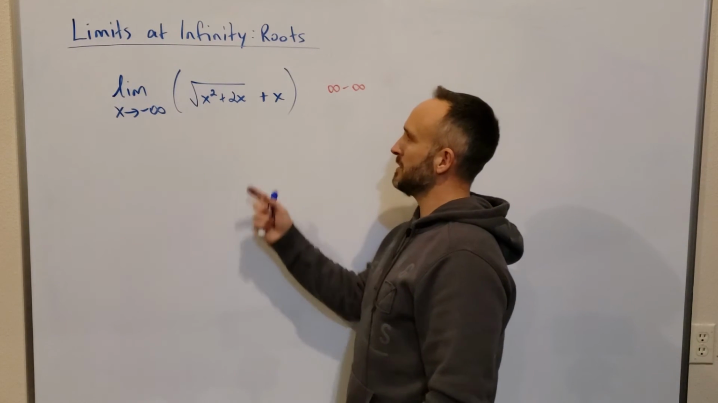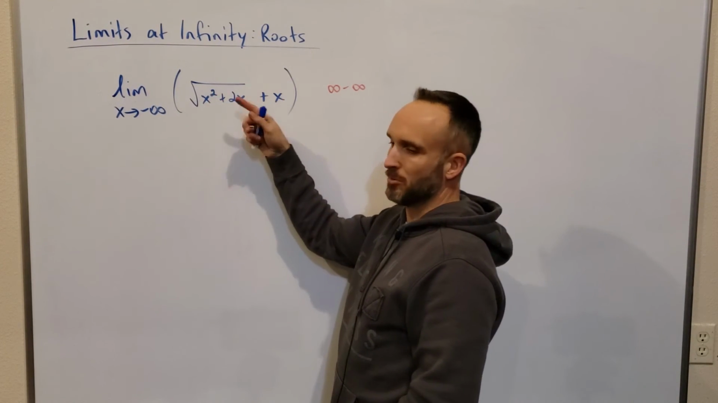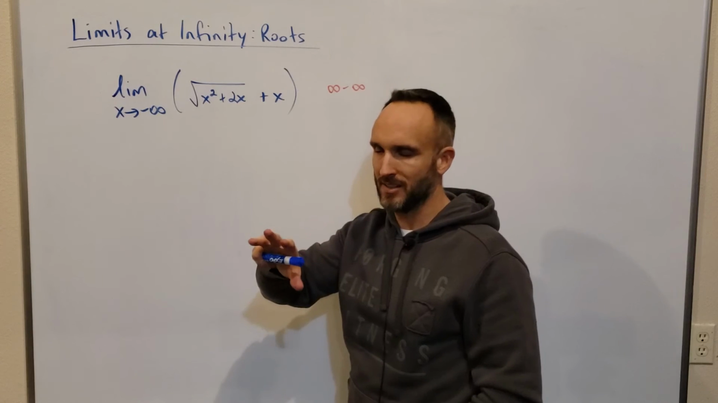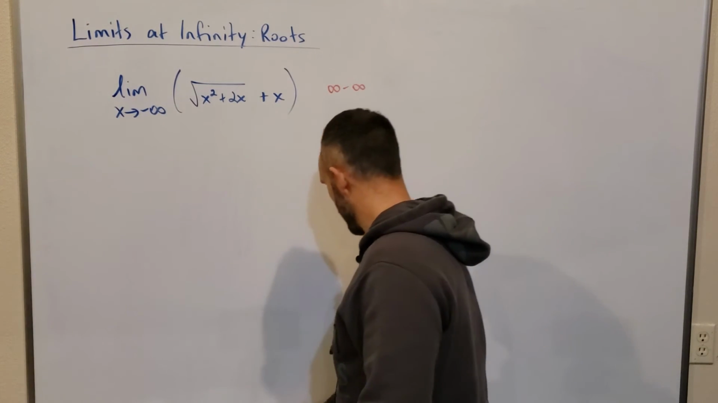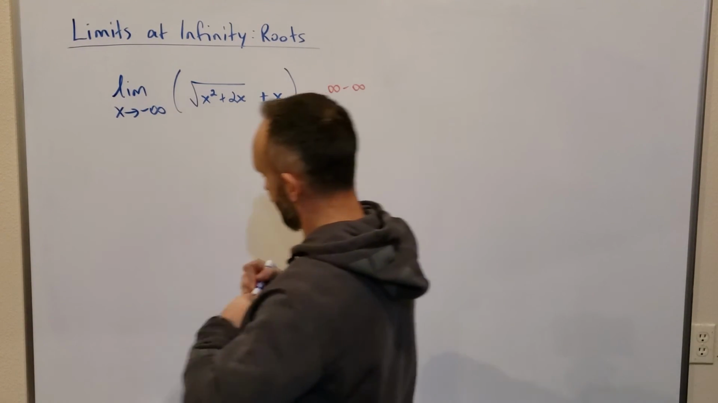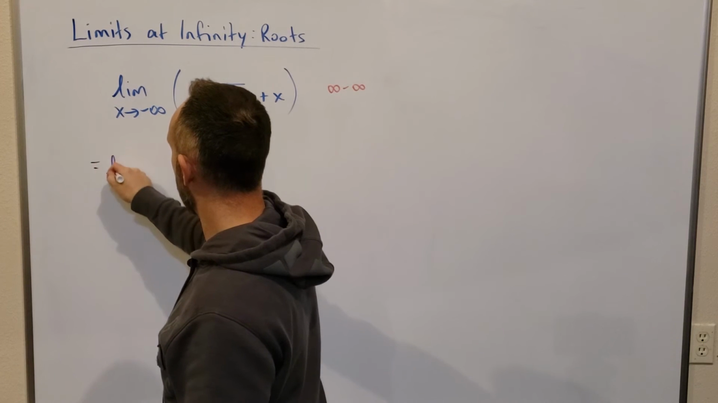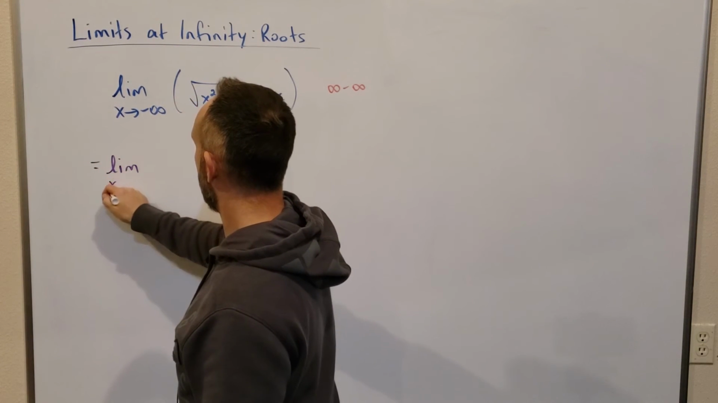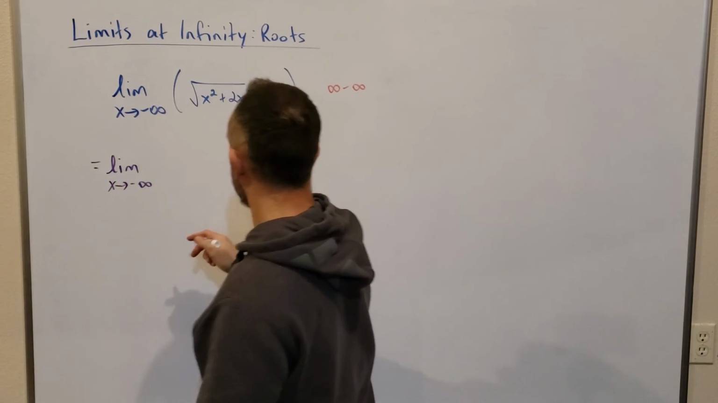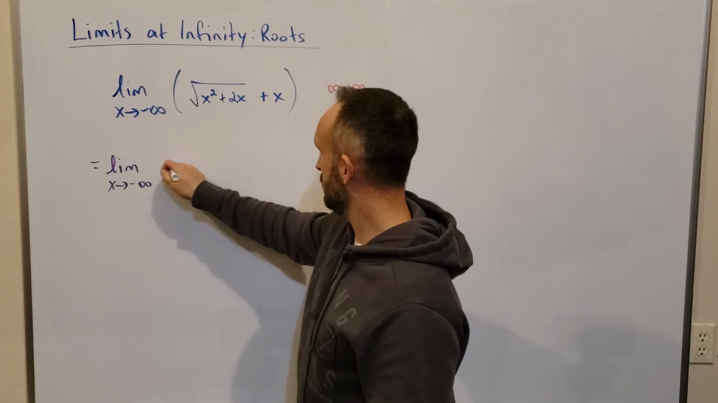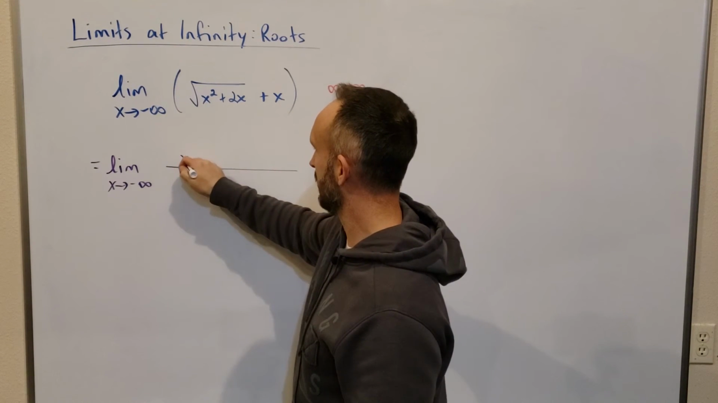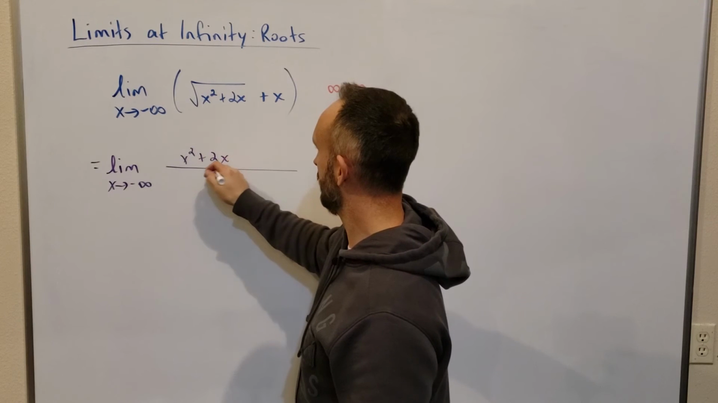Well, the common technique when you have a square root plus or minus something, and you can't work it out as is, is to use what's called the conjugate. So that's what we'll do here. So this is going to equal the limit as x goes to negative infinity. And we're going to turn it into a fraction. That sounds like a great idea, right? Said nobody ever.